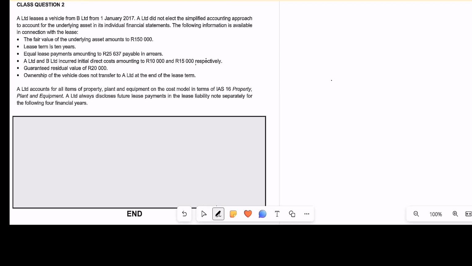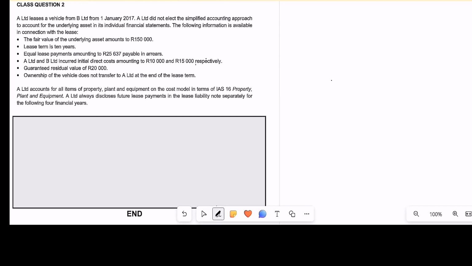Guaranteed residual value is 20,000. Ownership of the vehicle does not transfer to A Ltd at the end of the lease term. A accounts for all items of property, plant and equipment on the cost model in terms of IAS 16, Property, Plant and Equipment. A Ltd always discloses future lease payments in the lease liability note separately for the following financial years. So let's start. With this information, we have to calculate the lease liability.